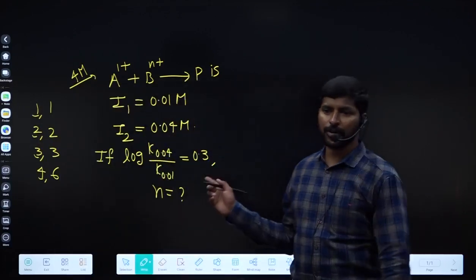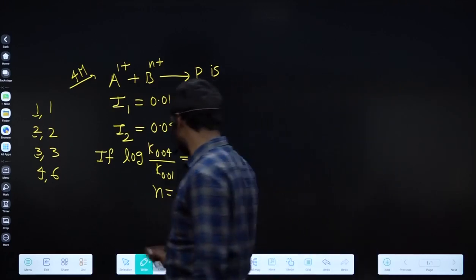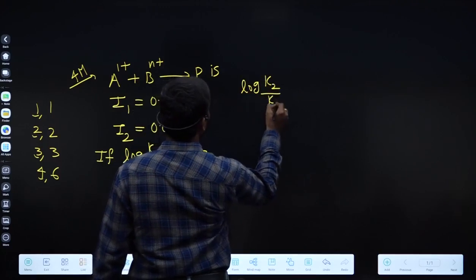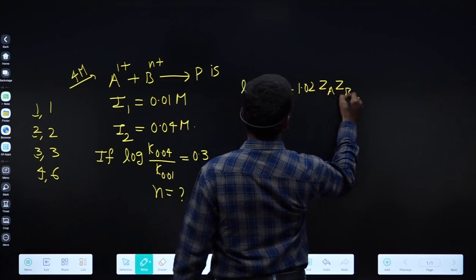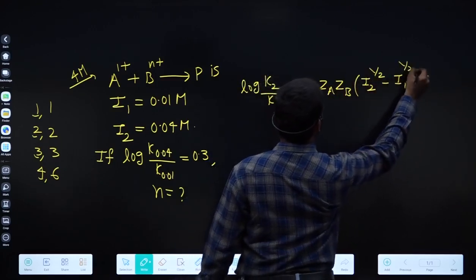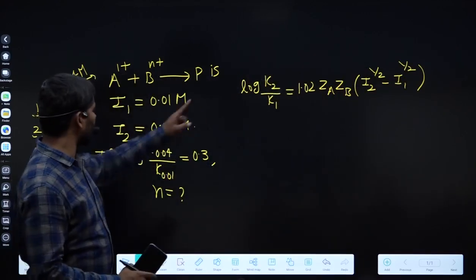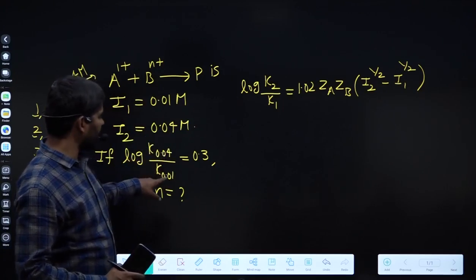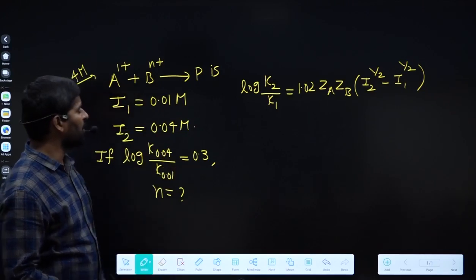Okay, which equation we have to use, Andy? Rate constant at two different ionic strengths: log k2 by k1 is equal to 1.02 ZA ZB (I2 power 1 by 2 minus I1 power 1 by 2). Okay, so log k2 by k1, k at ionic strength of 0.04 and k at ionic strength of 0.01. That is log k2 by k1 is given as 0.3.